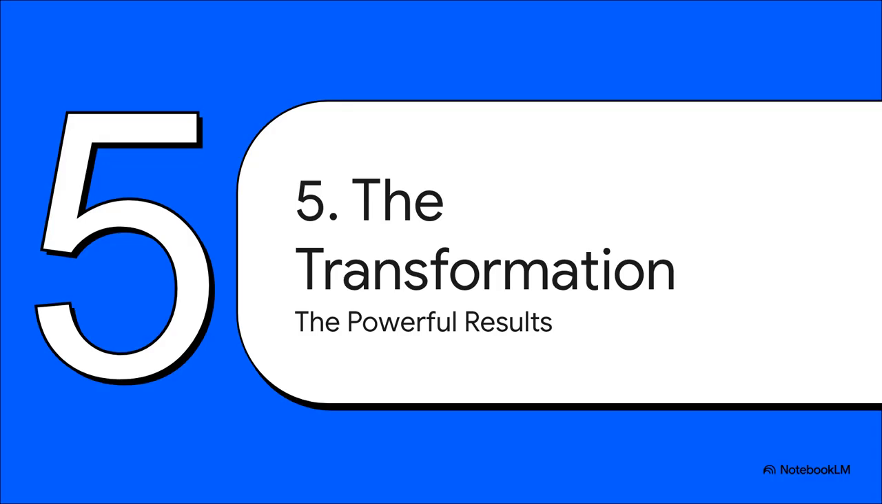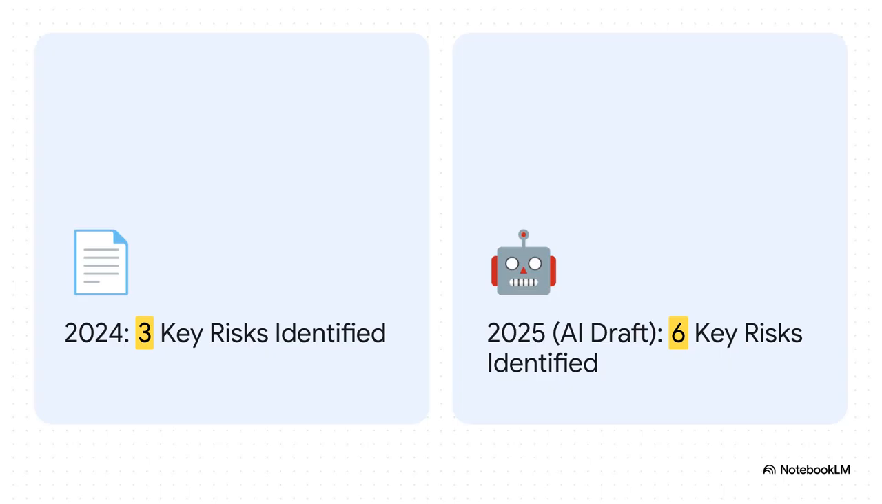So we fed it the info, we've given it clear instructions. What happens next? What does the AI actually spit out? Well, this is where the magic really happens. Right away, you see a massive difference. Look at this. The number of key risks the AI flagged, it doubled. It went from 3 to 6.